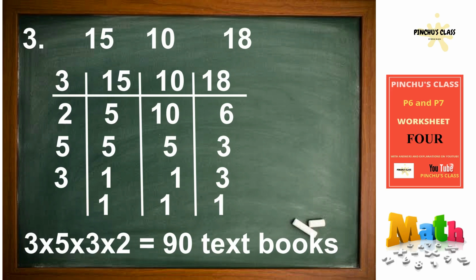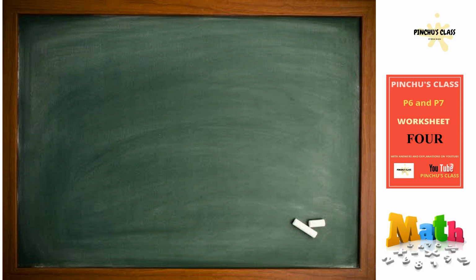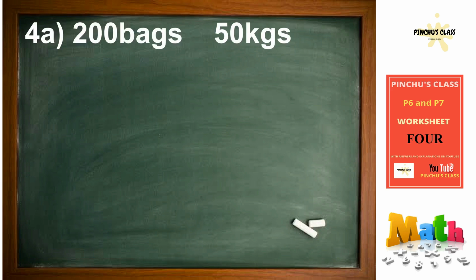Let's go to number 4A. They have said a businessman has 200 bags of maize flour, each weighing 50 kilograms. Part A, they have told us to find the total weight of the bags in tons. In other words, we are changing the bags of maize from 50 kilograms to tons.